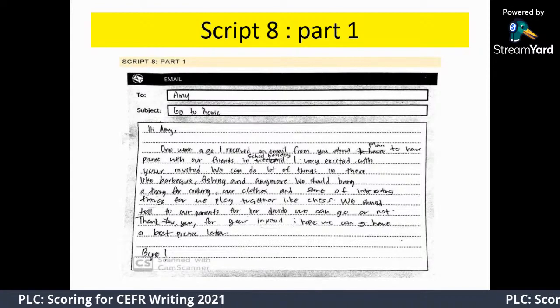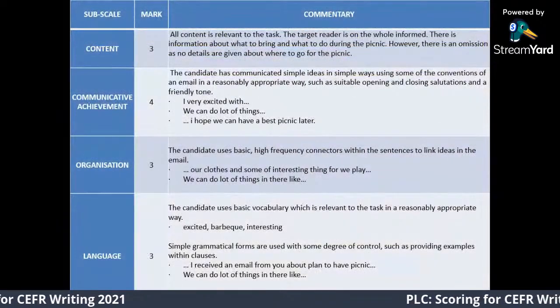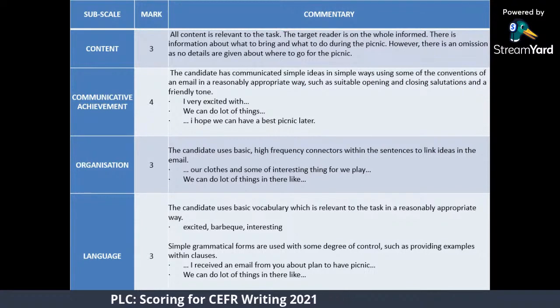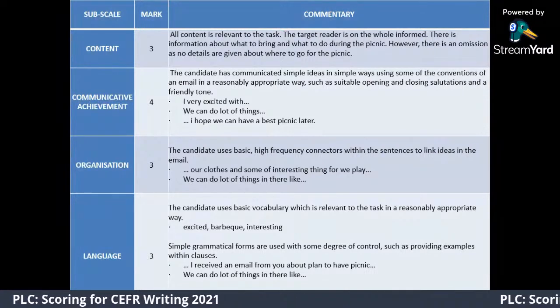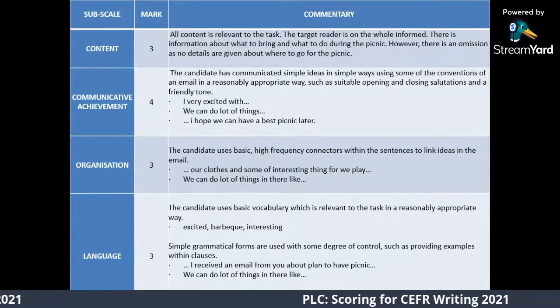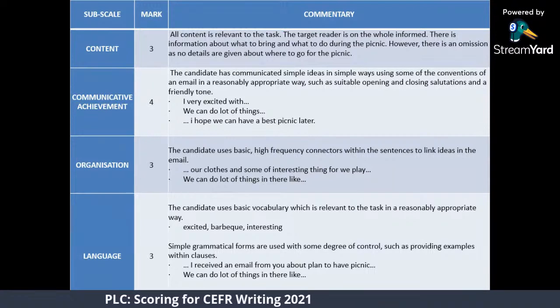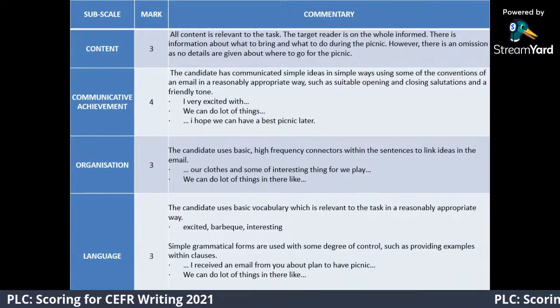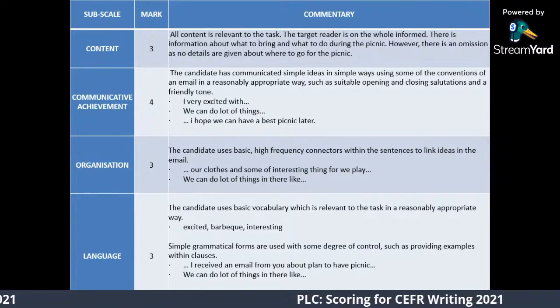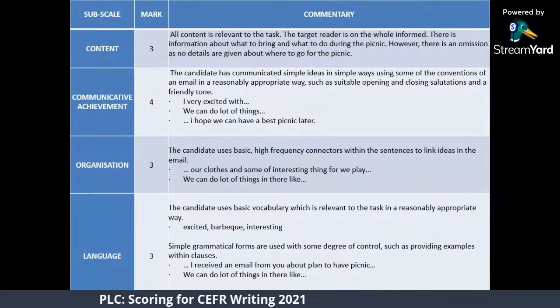Izul, you can go to the next slide, or you can also refer to the module. If you look at the last section, language, excited, barbecue, interesting is relevant, okay, but we should tell our parents for her decide we can go or not. So that is like huge glaring error. And they do have picnic, so they don't know how to.